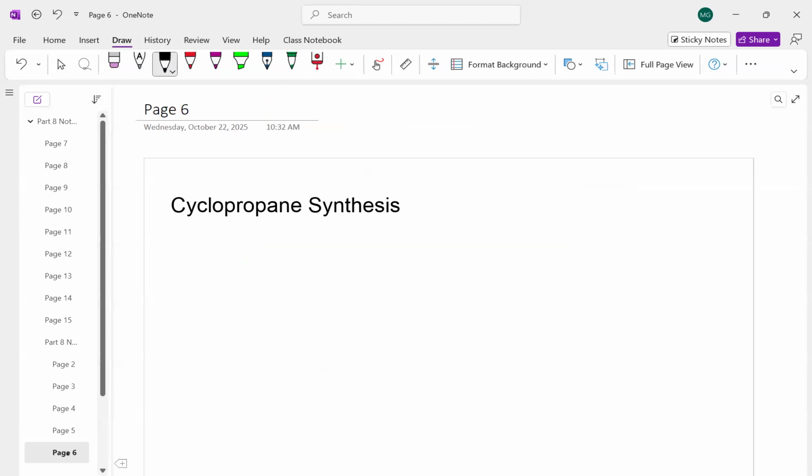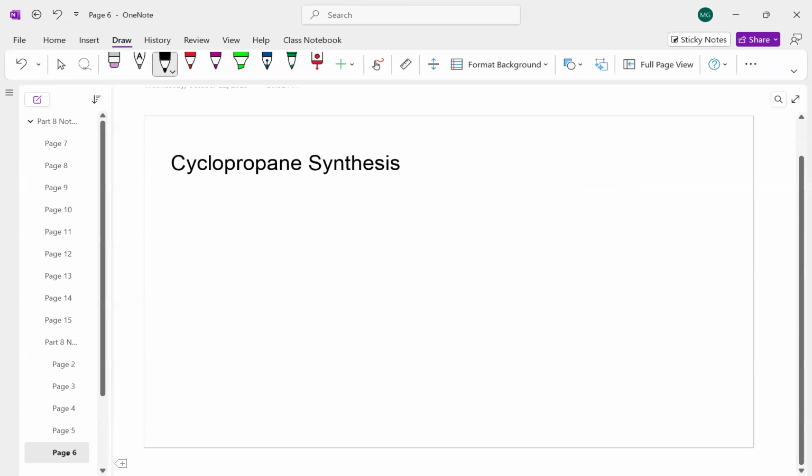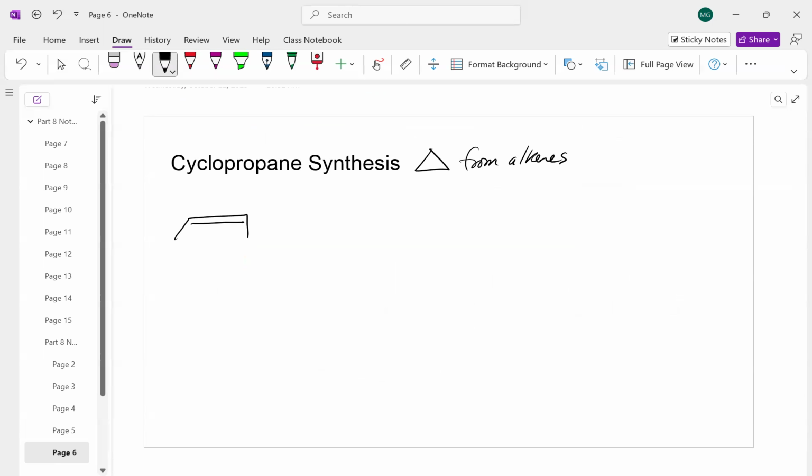Now, the last reaction that we're going to work on, and then the next videos that I do will just be practice for the exam, is making cyclopropane from alkenes. One of the ways that we can accomplish this, here's an alkene. We're going to react it with chloroform, CHCl3, and potassium hydroxide acting as a base. Now, don't worry about the mechanism for this. You can take a look at it in your textbook.